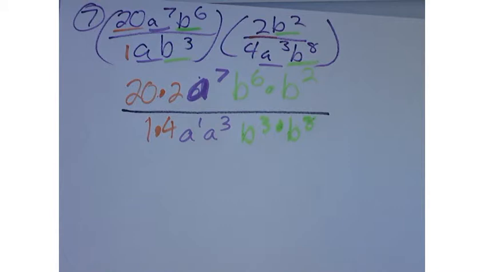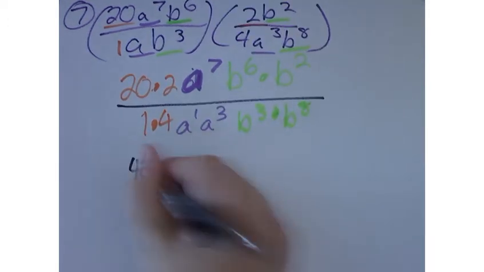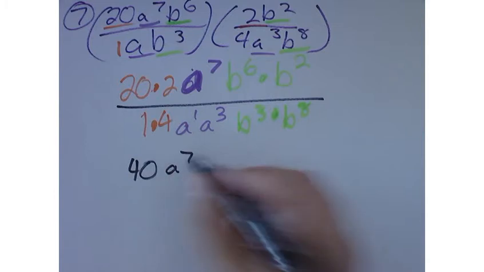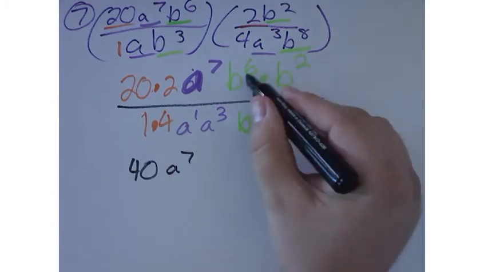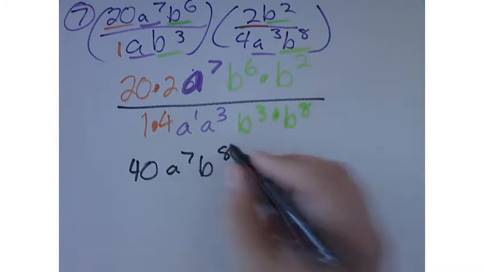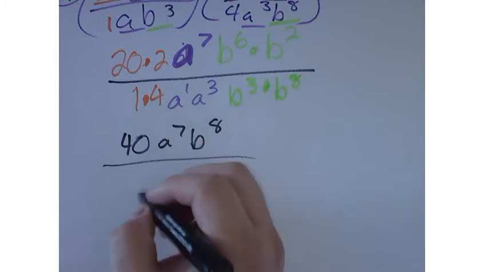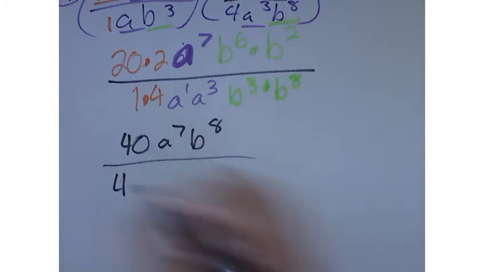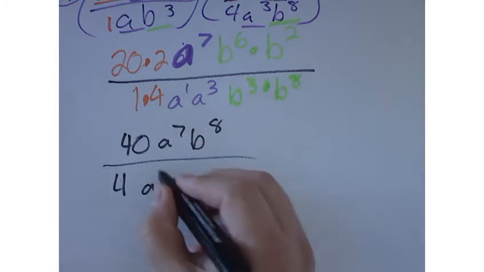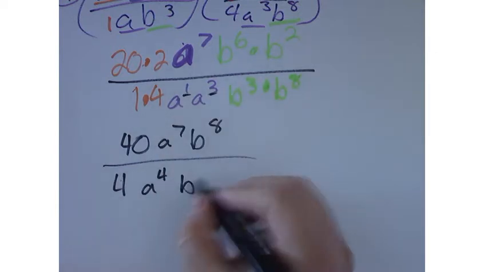Okay? So now I could just multiply this out. 20 times 2 is 40. A to the 7th is just a to the 7th. Now what's the shortcut here? What do I do with the powers? Add them. So this becomes b to the 8th, right? And then over here, I'm going to have 1 times 4, which is 4. And then I have a to the 4th, right? Because we're going to add 1 plus 3. And then b to the 11th.